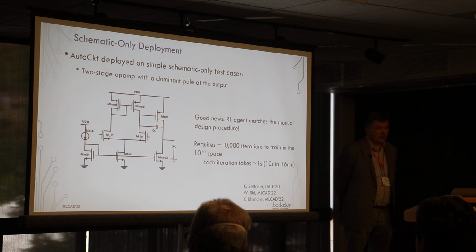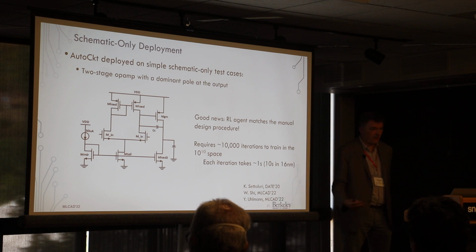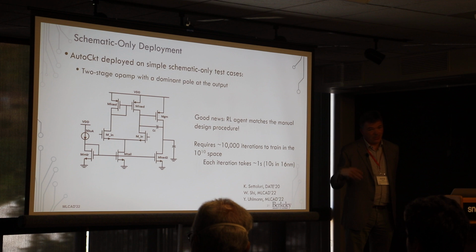When we work just on the schematic, the two-stage op-amp is something that we know the solution for, so we had better match the human, and if it falls behind the human, then we have a problem. We have a clear benchmark of what we're doing. Every time it outperformed the human, it meant that we did not set some spec or some constraints correctly. So in the end, the good news is the RL agent matched the manual design procedure perfectly.